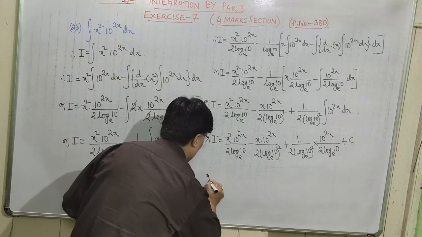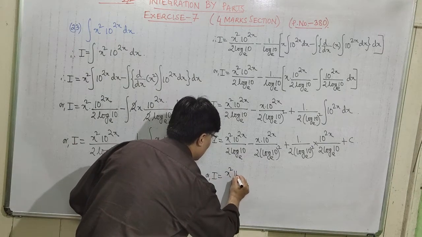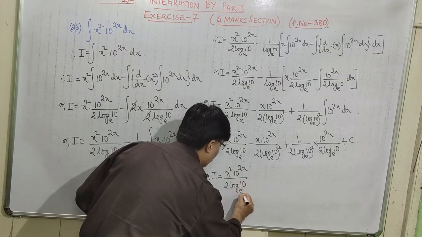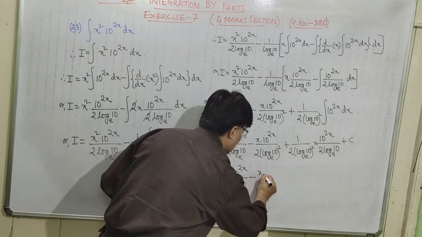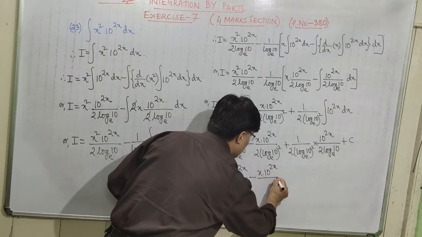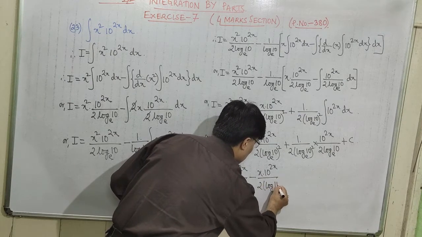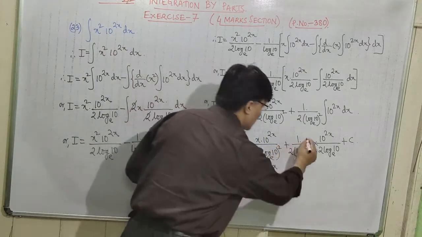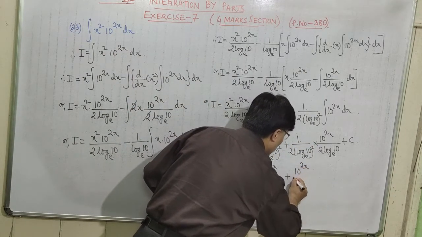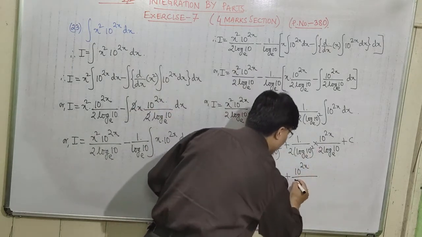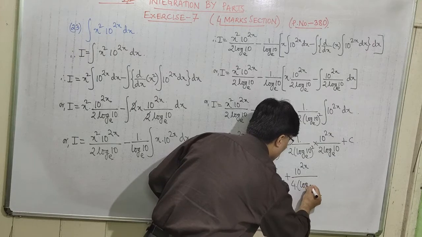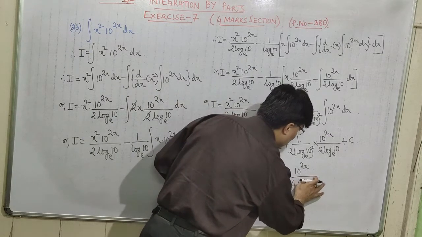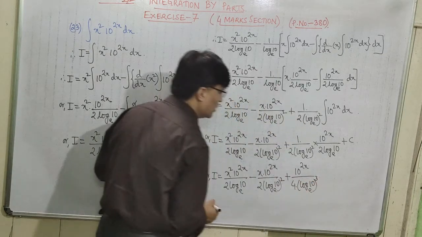Okay. So I is equal to x square 10 to the power 2x divided by 2 log 10 base e, minus x into 10 to the power 2x divided by 2 into log 10 base e whole square, plus next 1 into 10 to the power 2x divided by 2 to the 4, 4 into log 10 base e whole cube. This is log 10 base e whole cube, right?